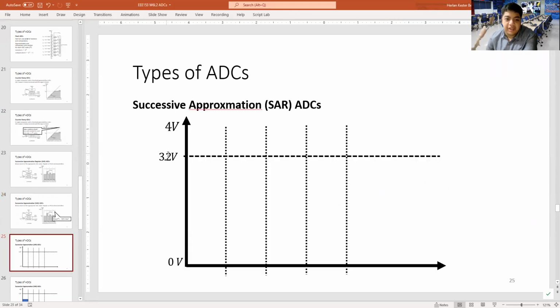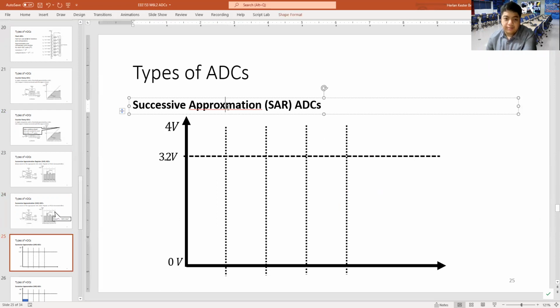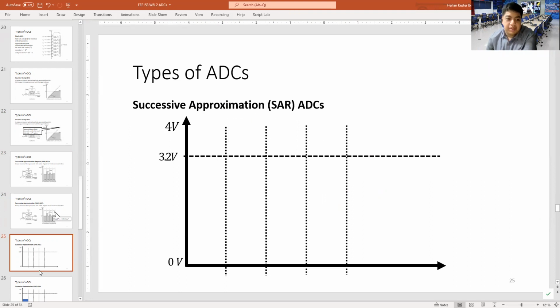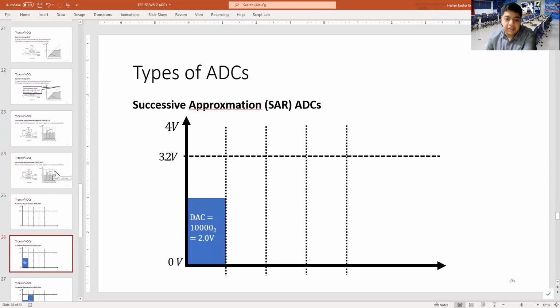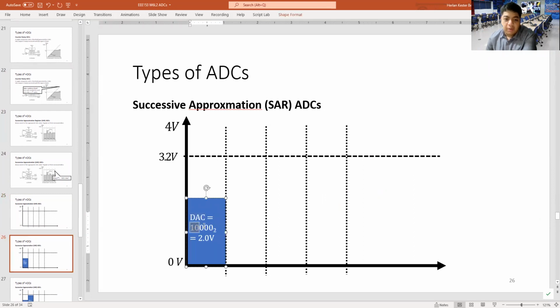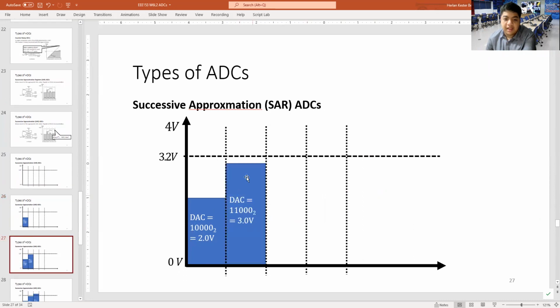So for example, si 3.2 volts, gusto nating ma-convert to a digital code. So we start at the middle. So yung DAC code natin is 1000. So this is a 5-bit na ADC. So yung 1000 is 2 volts. So mas mataas siya. So we keep that 1 here for the next cycle.